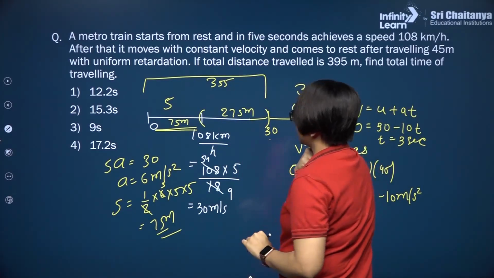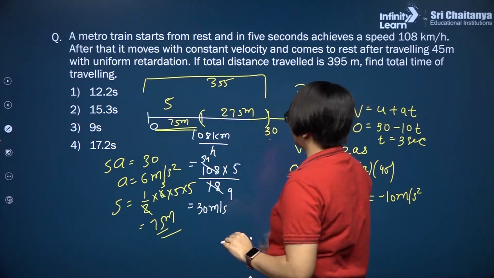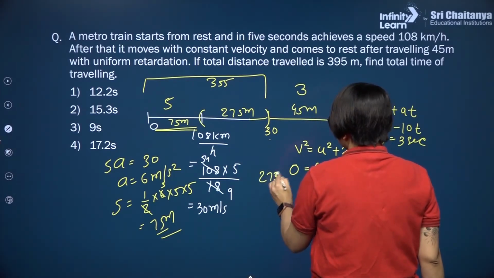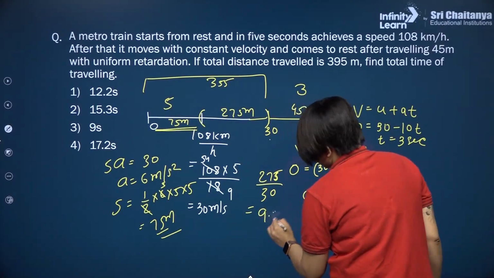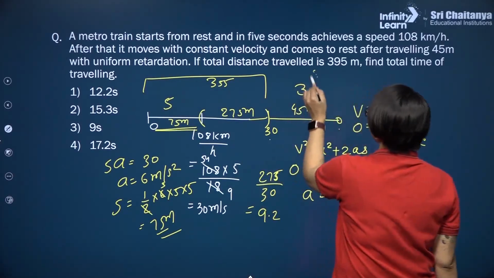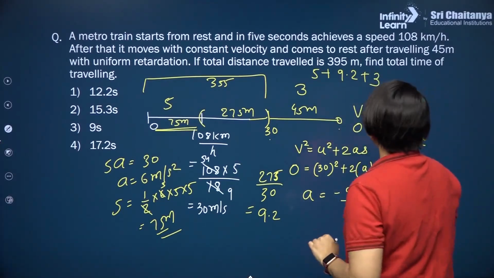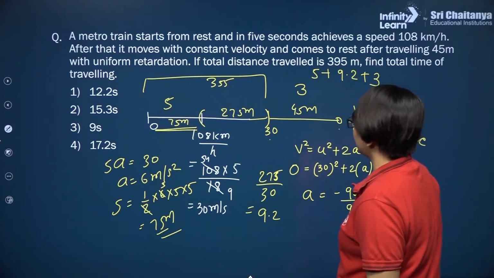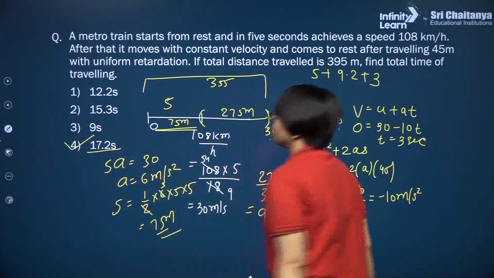Okay, 275 meter. So 275 meters covered with uniform speed 30 meter per second. So time taken is 275 divided by 30, and that is equal to 9.2 seconds. So total time is 5 plus 9.2 plus 3, and that is equal to what? 5 plus 3, 8, 8 plus 9.2, that is 17.2 seconds.